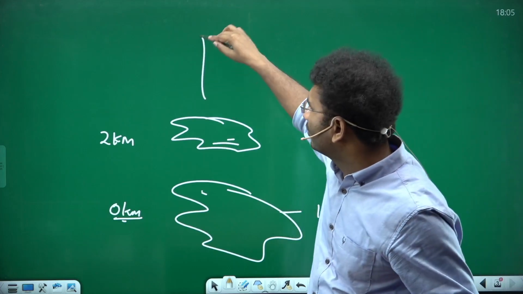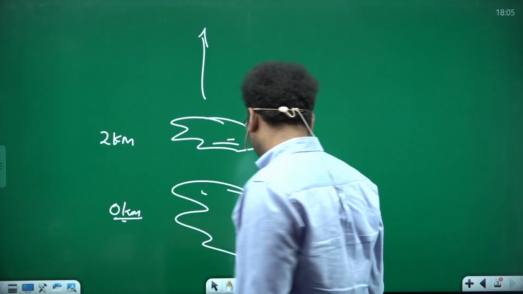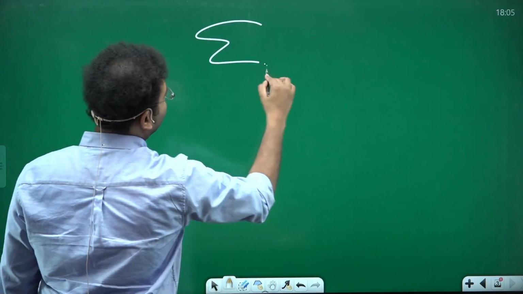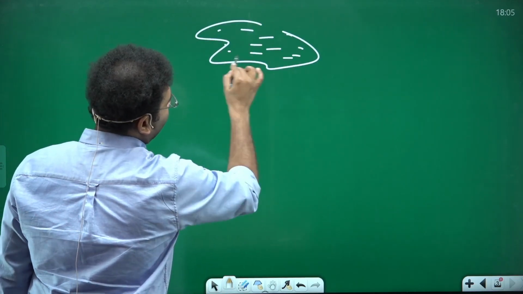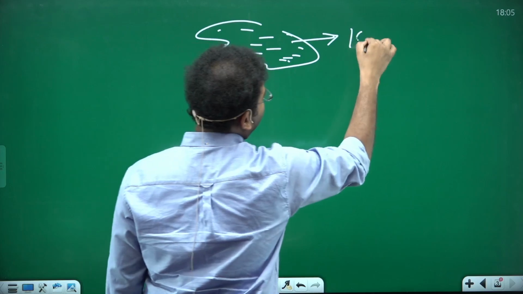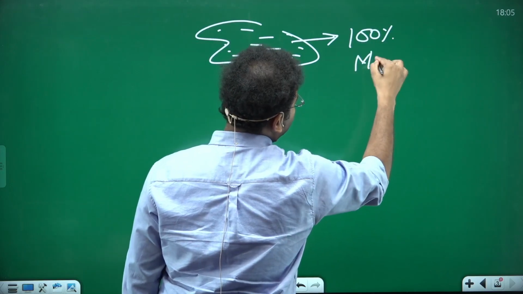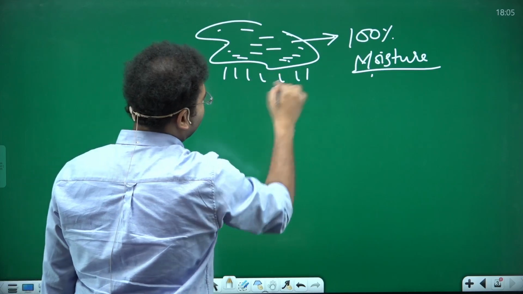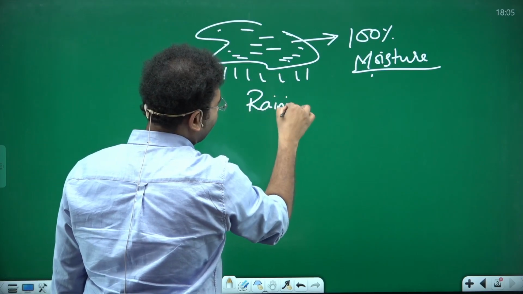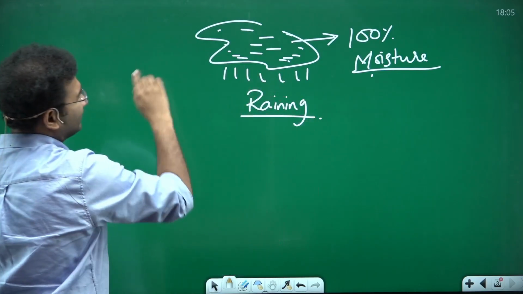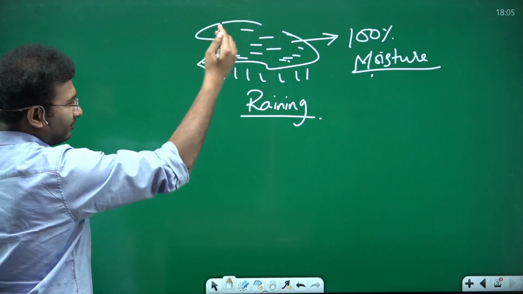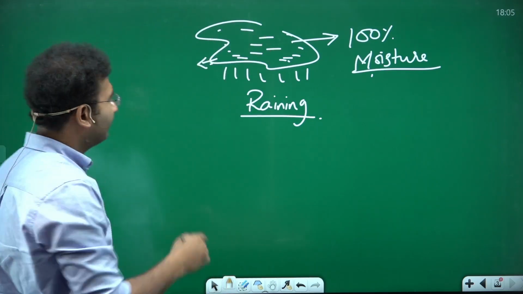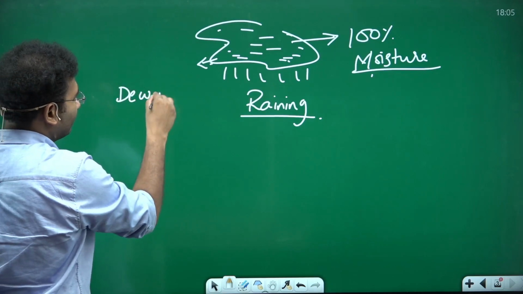Likewise, as you go to the highest points, there will be a point of time where the entire cloud will be filled with water. If this cloud is filled with 100% of moisture, this will be the cloud which shall be raining. And the temperature at which it starts to rain, or the temperature at which the cloud is entirely filled, that temperature is called the dew point.